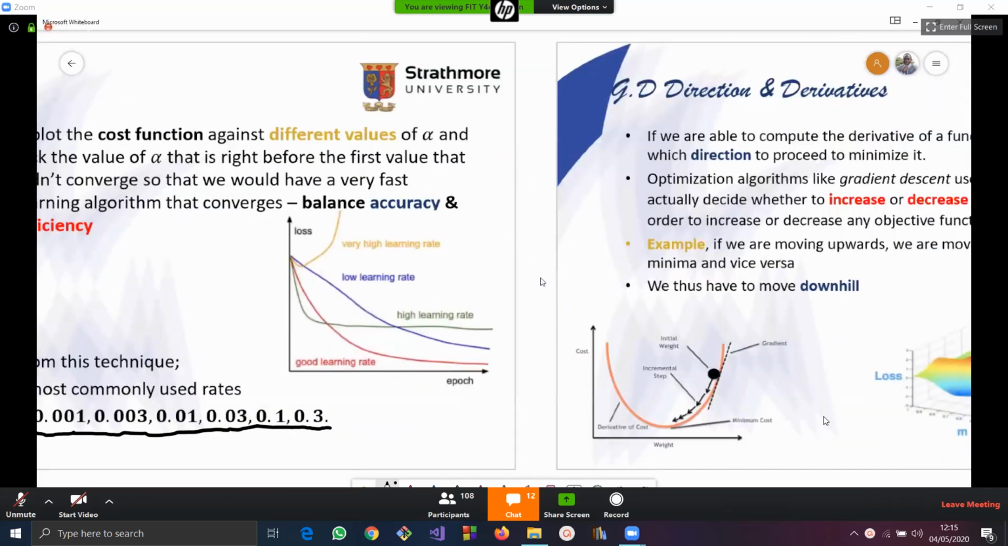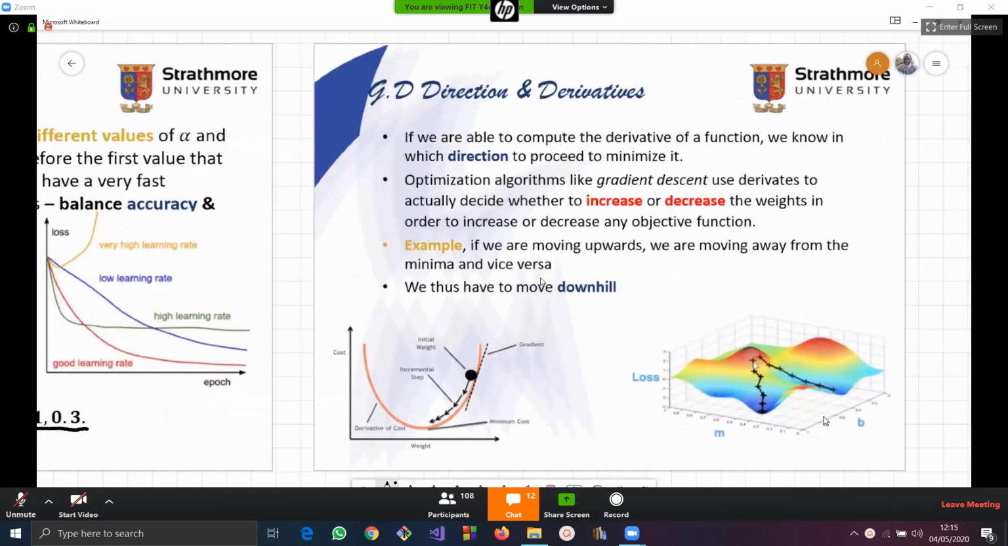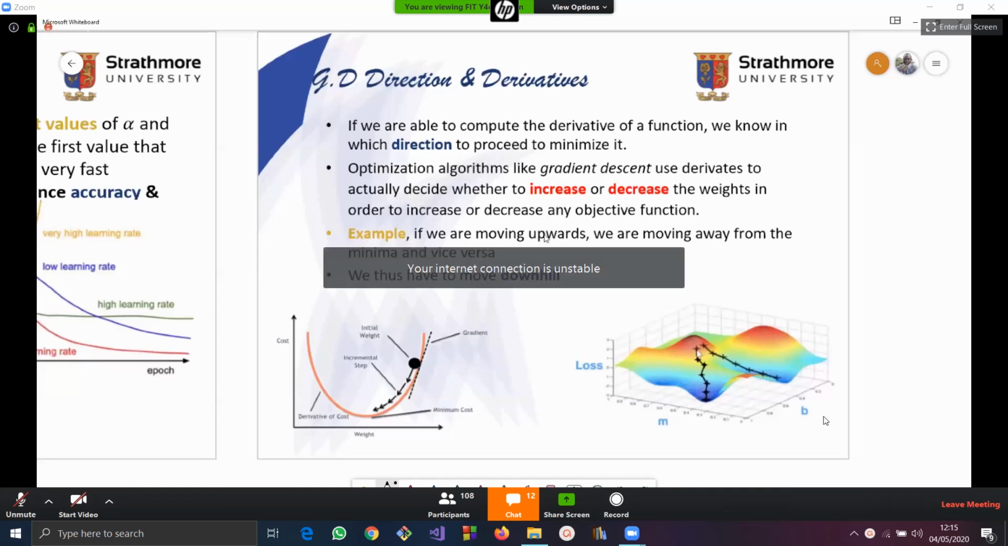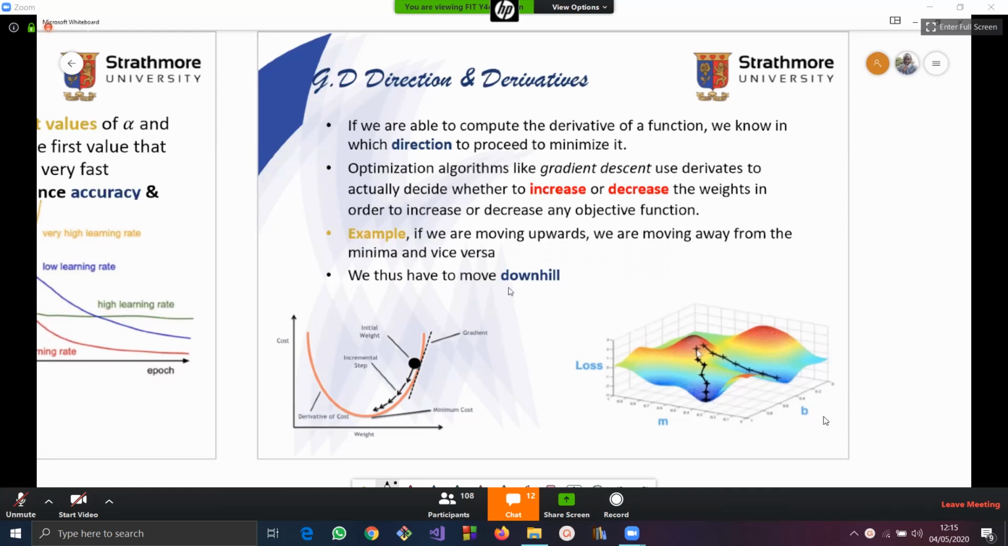Then the next thing that we touch on here is the direction of gradient descent. That's why it's called gradient descent, because it has a sister called gradient ascent, for the opposite optimization problem. Gradient descent is not a hill climber like gradient ascent. Gradient descent goes downhill. So gradient descent goes down.